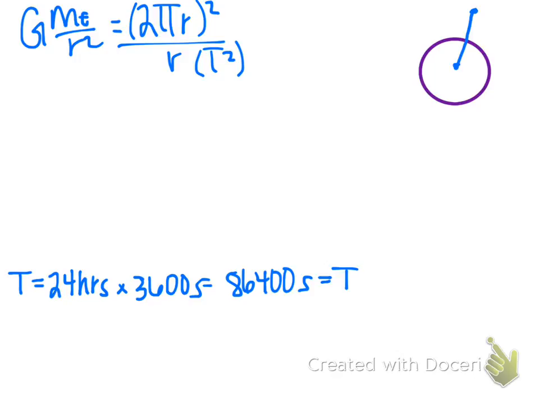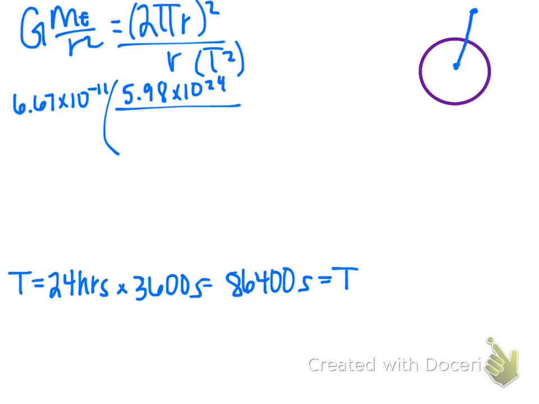All right, let's start looking at some numbers here. I start plugging in. So 6.67 times 10 to the negative 11th, 5.98 times 10 to the 24th. If you are ready to do this on your own or want to try it on your own, that's fine, but I'm going to walk through this for everyone else.